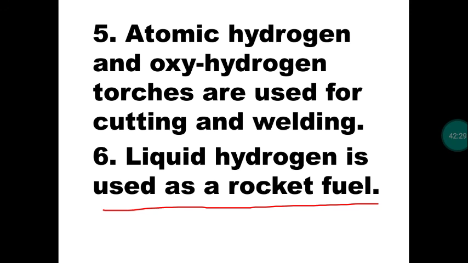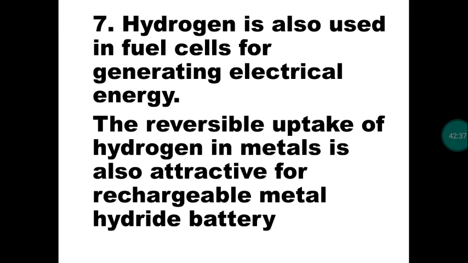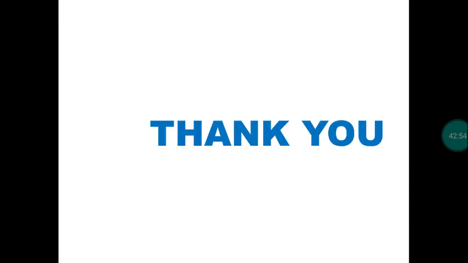Then atomic hydrogen and oxyhydrogen can be used in torches for welding as well as cutting purposes. Liquid hydrogen is used as a rocket fuel. Then hydrogen is the future fuel, which can be used in fuel cells to produce more amount of energy. So this will become a rechargeable battery when we supply hydrogen continuously. So with this, today's lesson is over.